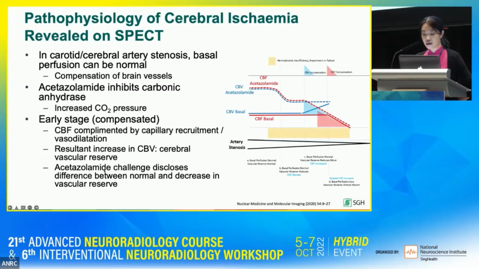By challenging with acetazolamide, it discloses the difference between normal and decreased vascular reserve, as shown in this diagram. When it's in the compensated phase, the basal CBF can be normal, but if you administer a pharmacological stress, you can show that there's actually a decrease in the vascular reserve.